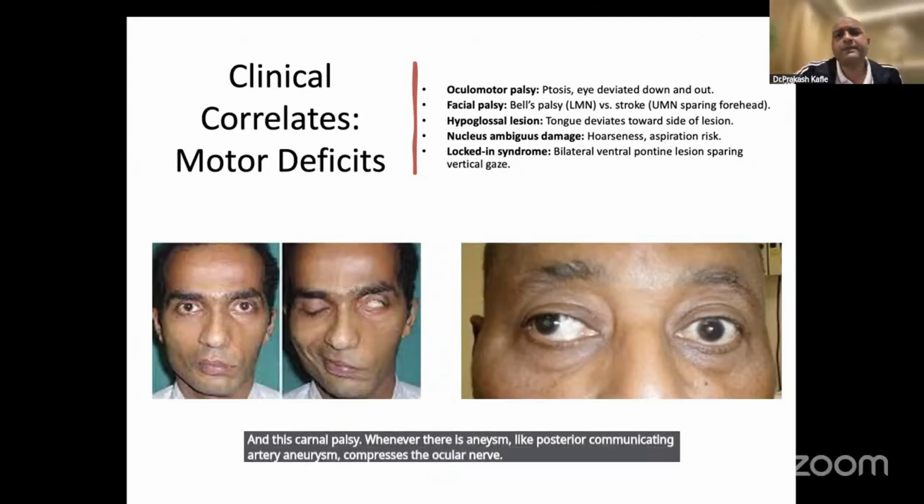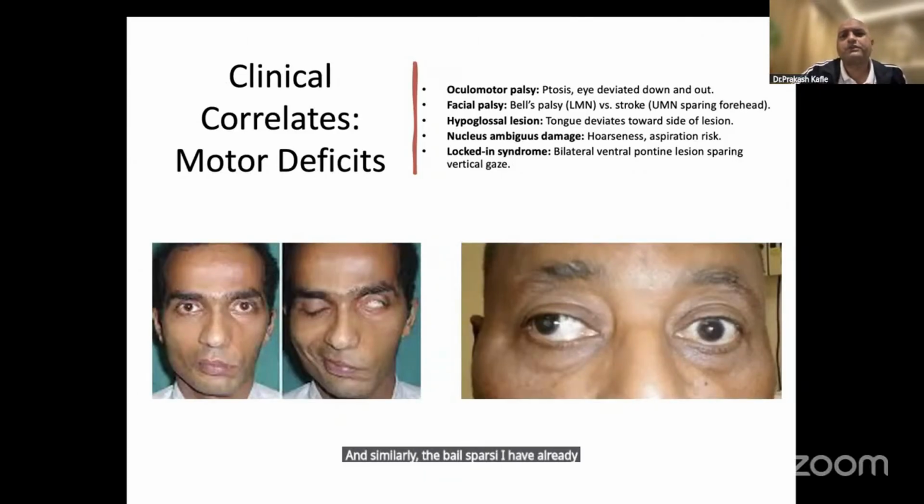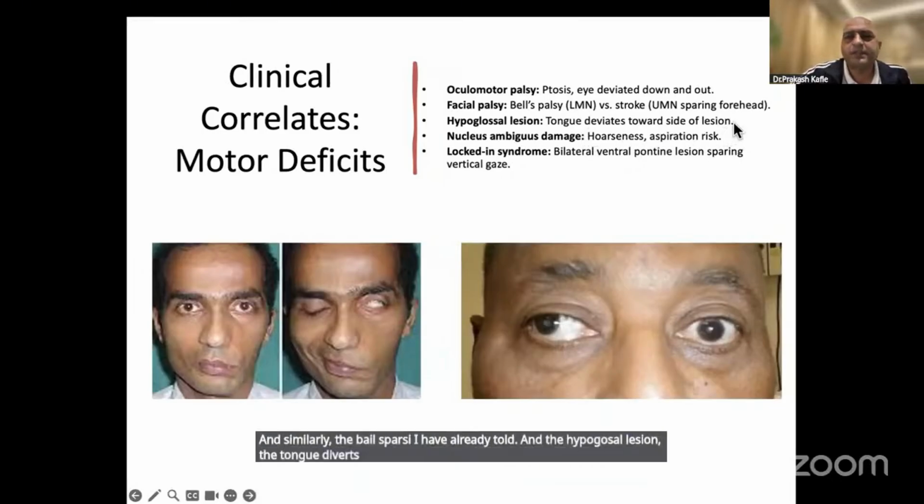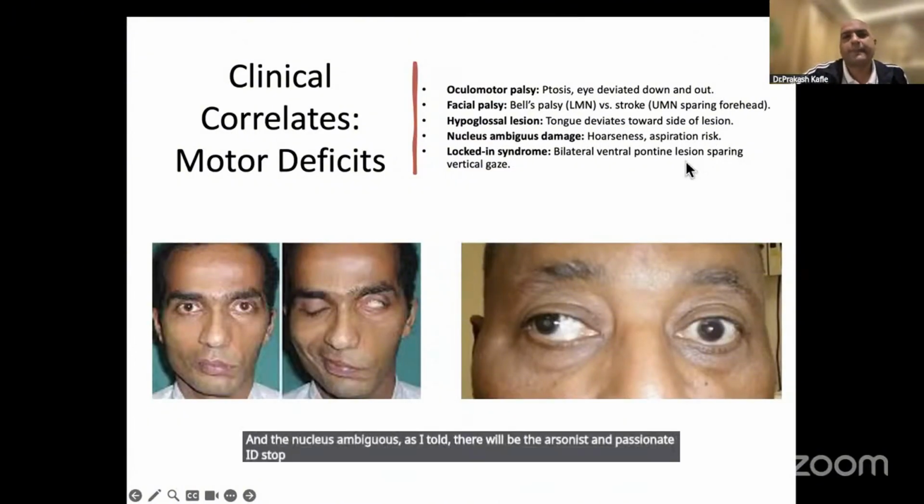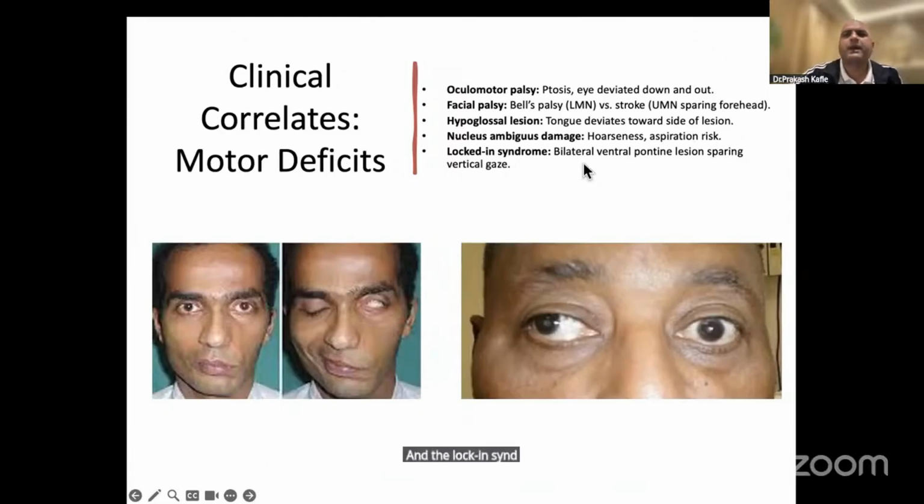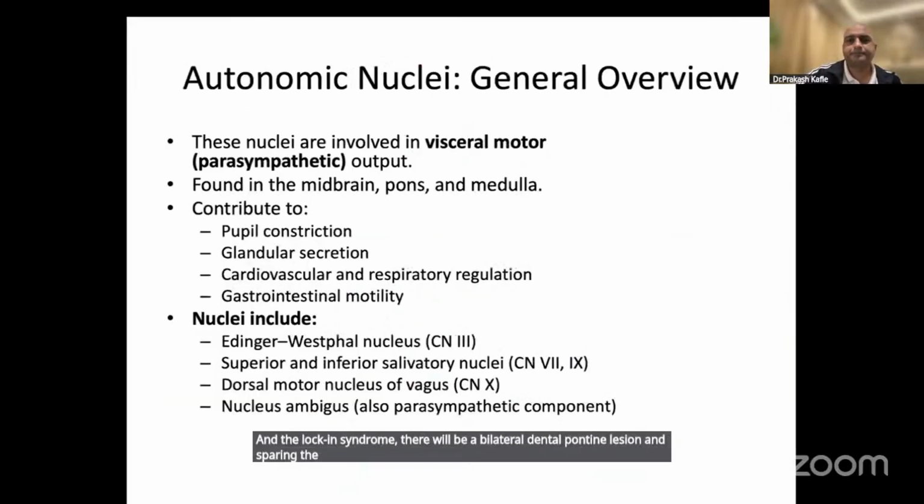Similarly, Bell's palsy, I have already told. In a hypoglossal lesion, the tongue deviates toward the same side of the lesion. In nucleus ambiguus lesions, as I told, there will be hoarseness, and the patient has a high risk of aspiration and choking. In locked-in syndrome, there will be a bilateral ventral pontine lesion sparing the vertical gaze.